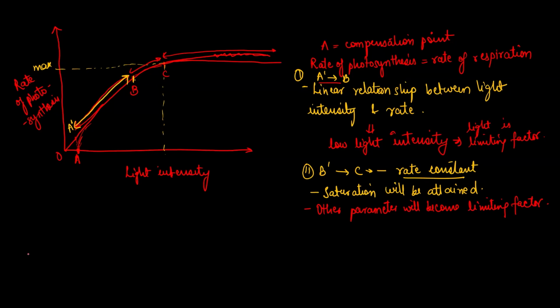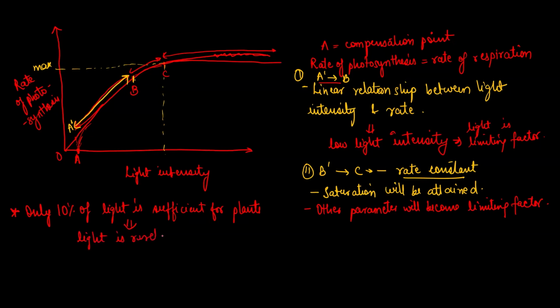Okay, now what is mentioned is that of whatever light falls onto the earth, only 10% is sufficient for the plant. So only 10% of light is sufficient for plants. Now, if only 10% of light is sufficient for plants, it means that light is rarely a limiting factor, right? Because whatever light the plants are receiving, only 10% of that is sufficient to do photosynthesis. So light is barely a limiting factor.